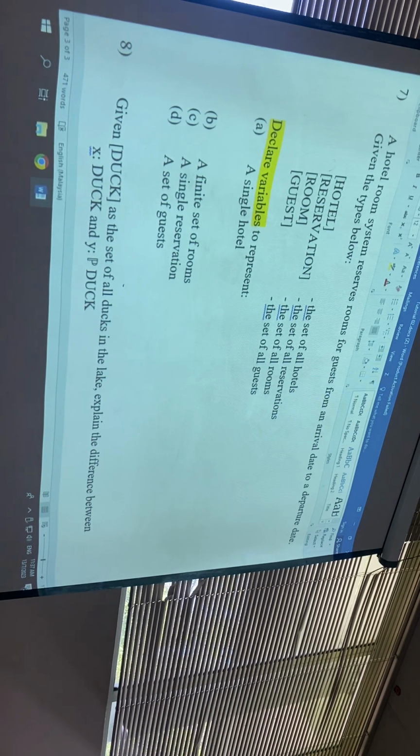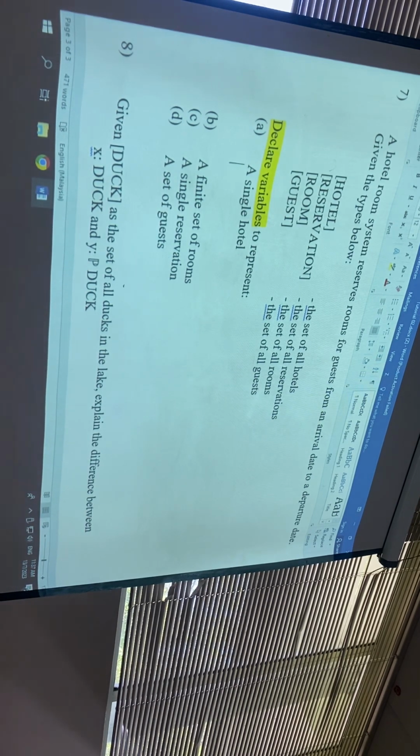Forgot already. How to do the rest of you? Any of you have an idea on how to do variable declaration? Stripping T. That one is not variable declaration.